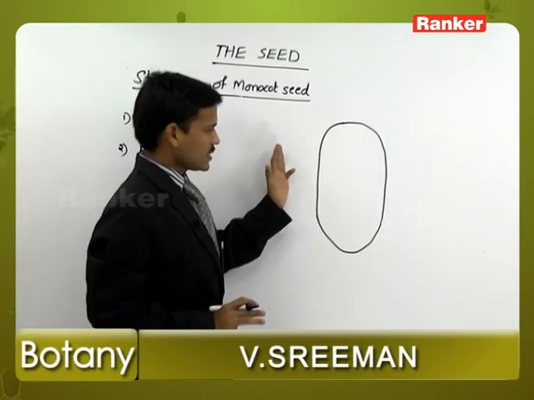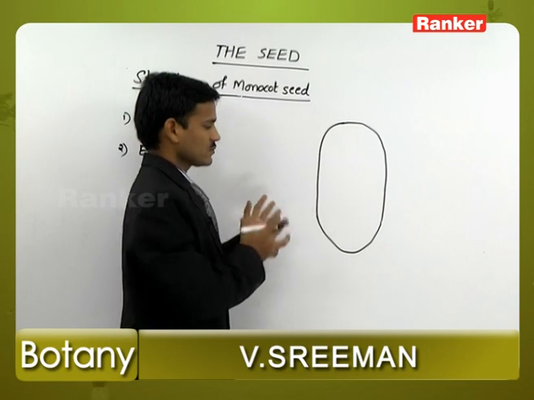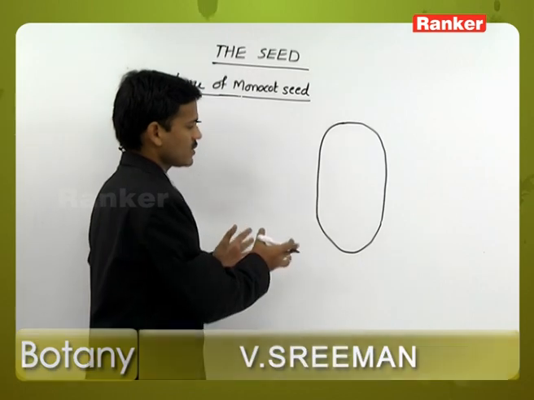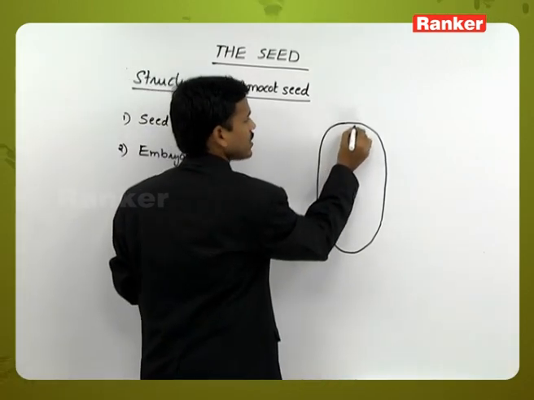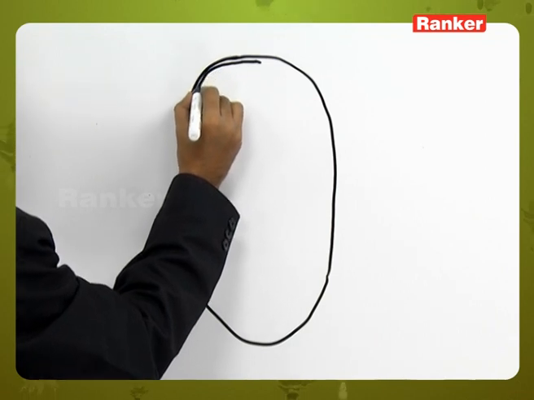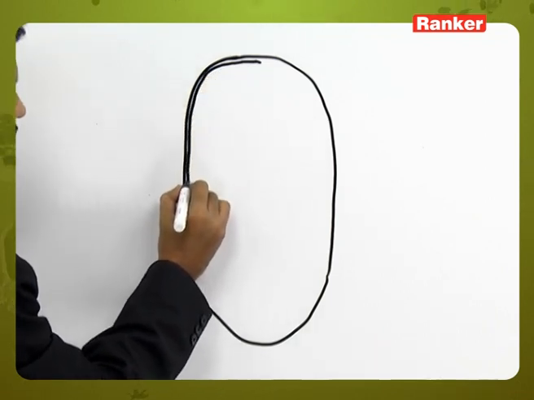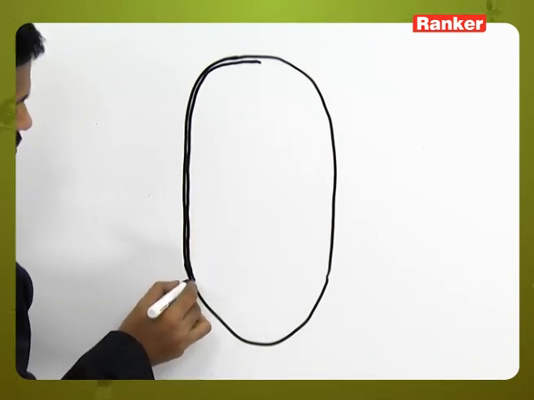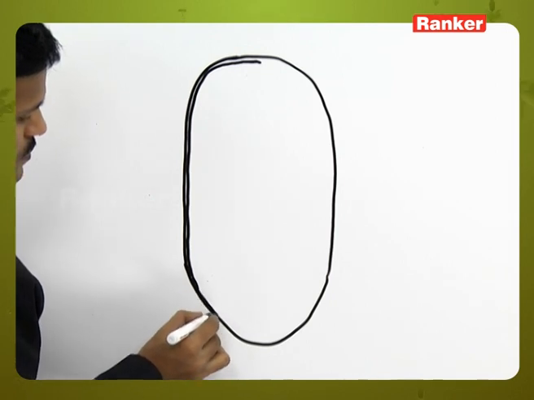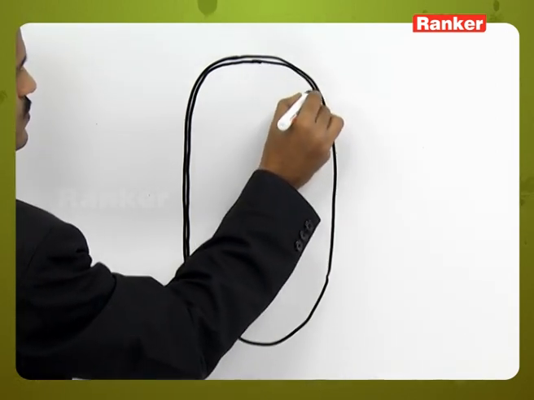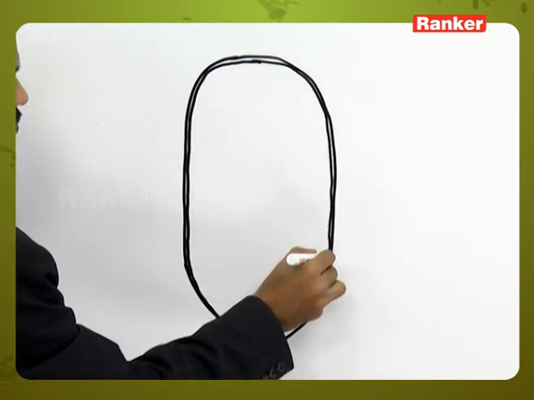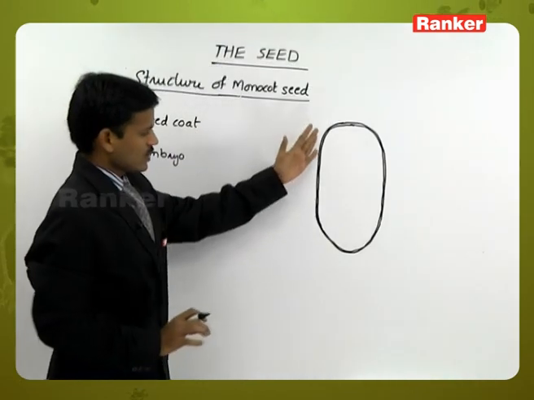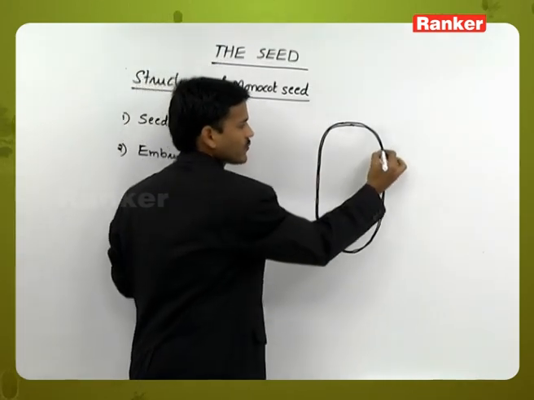In rice or wheat, the fruit is a dry indehiscent fruit. In this fruit, the pericarp is very thin and it is fused with the seed coat. Pericarp is fused with the seed coat. So completely it is fused. Pericarp and seed coat both are fused.